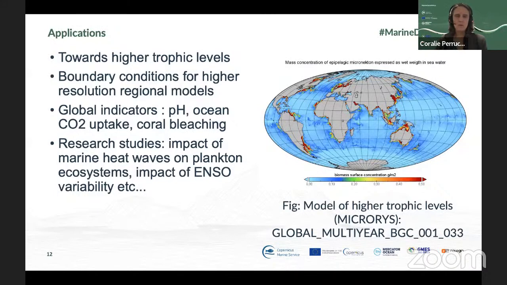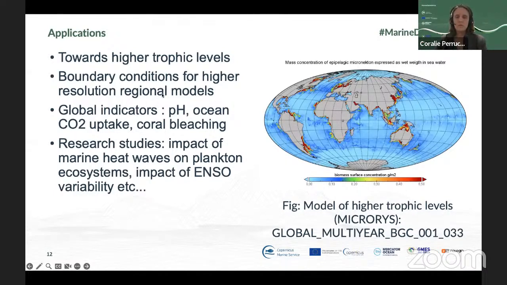You have an example of higher trophic level models, the micronekton reanalysis that is in the Copernicus catalog, and here you have the concentration of epipelagic micronekton. So it's a module that is plugged in our biogeochemical module.